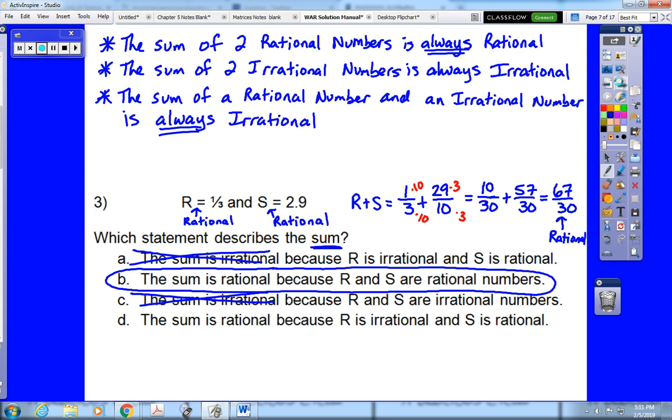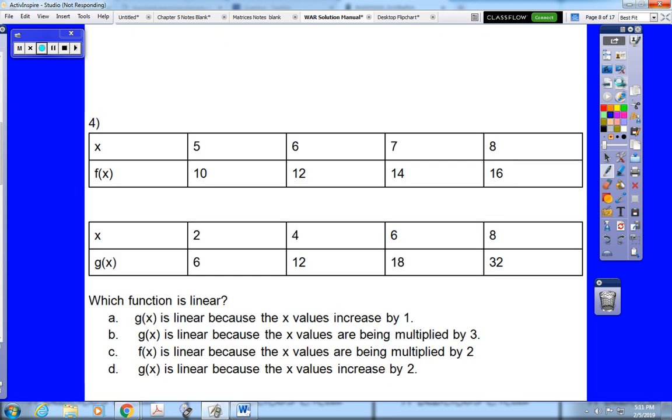Finally, I think there's one more. Maybe not. Oh, there is one more. Okay. We have these two tables for f of x and g of x. Now remember, f of x is a fancy way of saying y. Okay, so in both cases you've got a domain and a range, an independent and a dependent variable. So it says which function is linear?